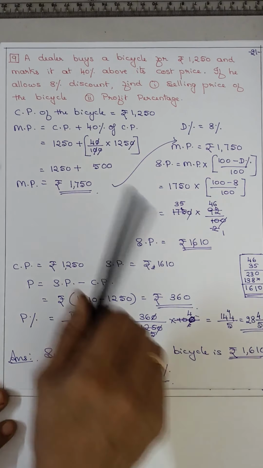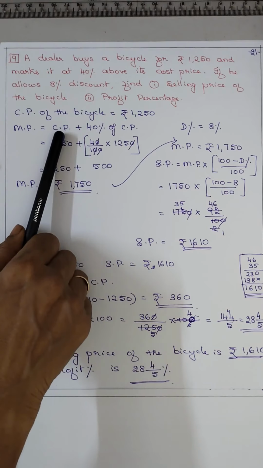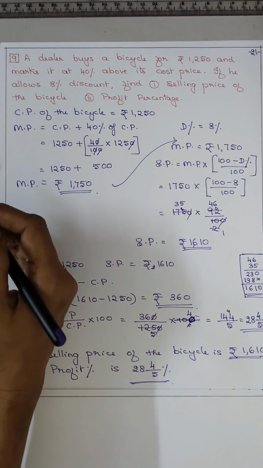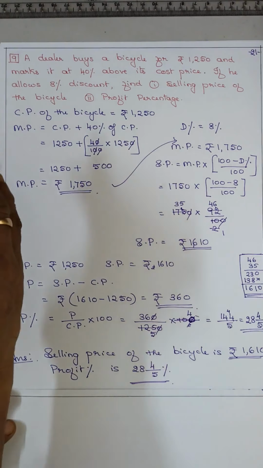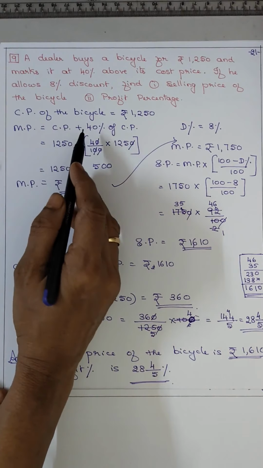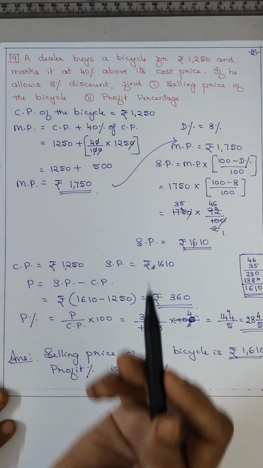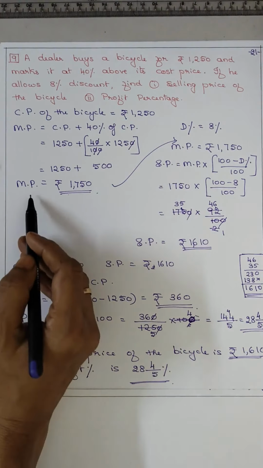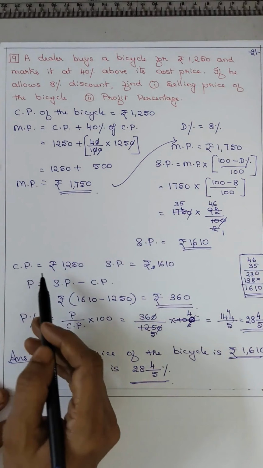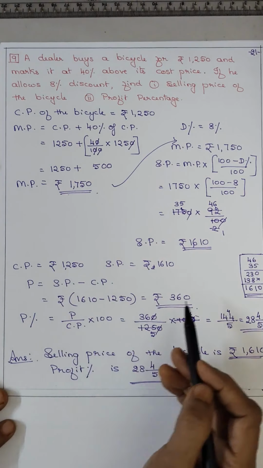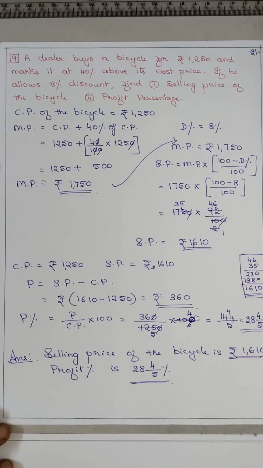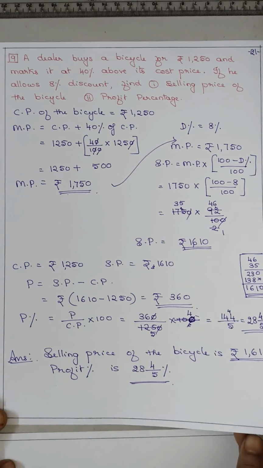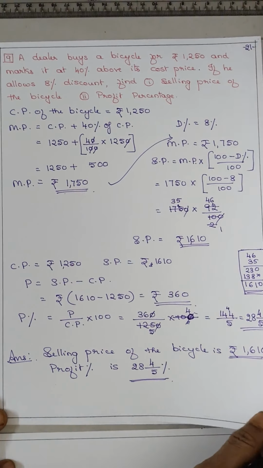Is it clear? Starting, you have to be careful. They have told he bought a bicycle, that is CP. He marked it 40% above CP, that is CP plus 40% of CP. Find out that is the MP. Taking this MP and discount percent, find out SP. CP is given, SP you got, find out the profit, then the profit percent. Is it clear? Now coming to the last sum, the 10th sum, isn't it?